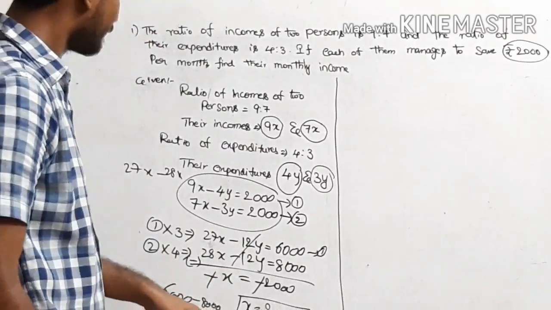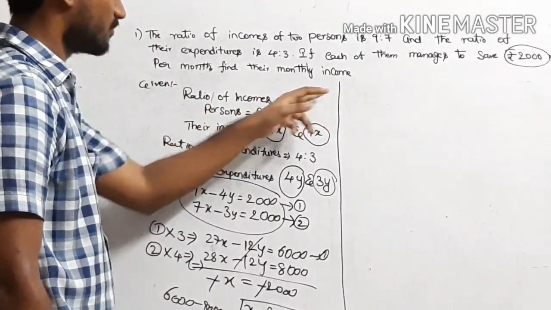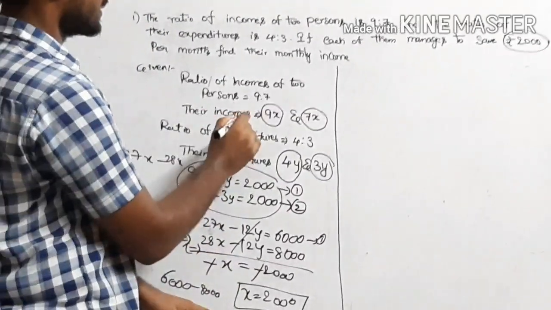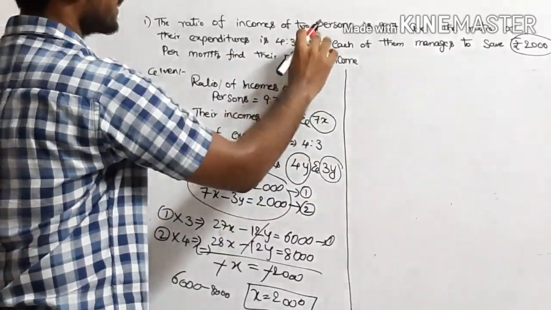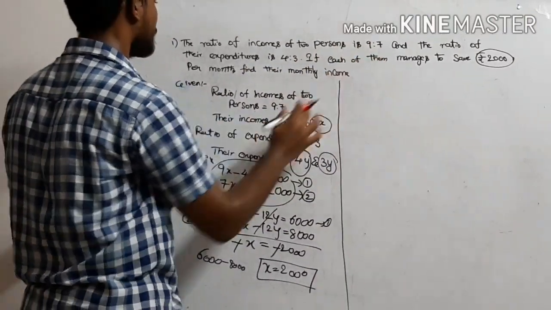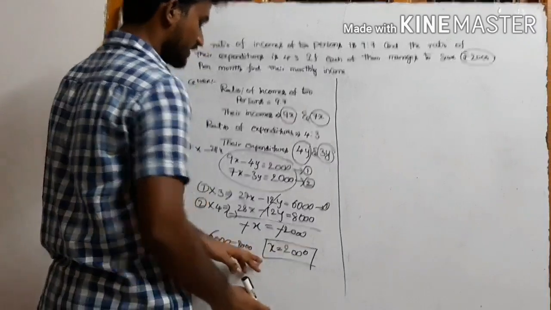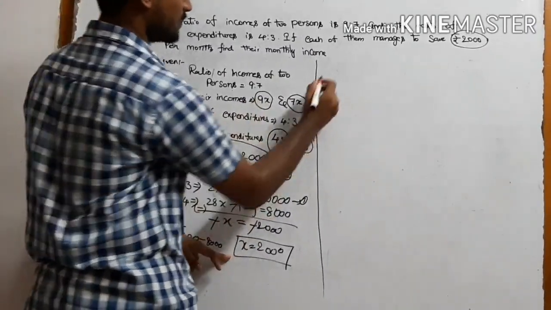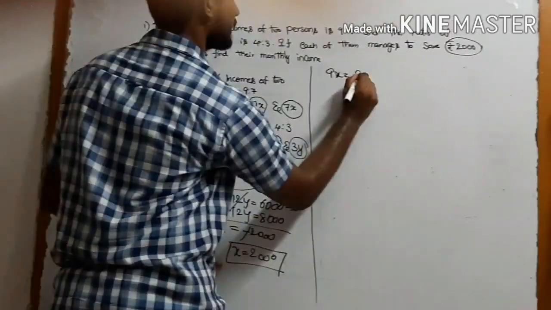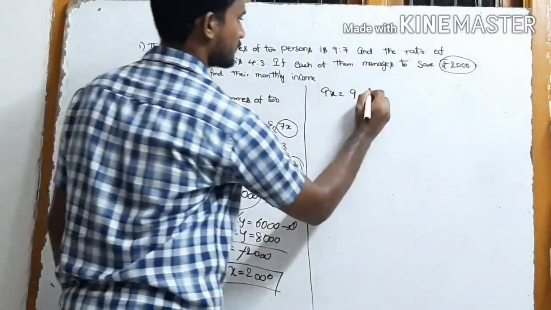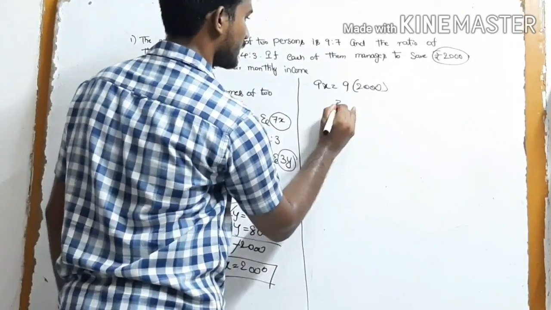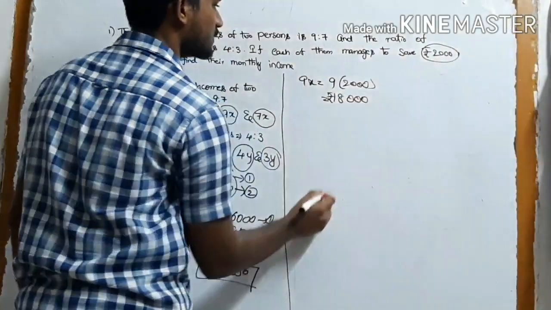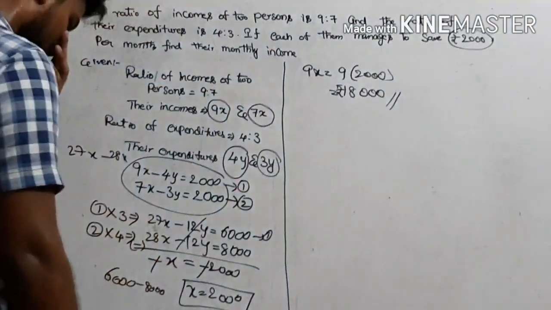First we can find x, then we can find the monthly income. The income ratio is 9:7. The monthly income we can find: 9 into x, that is the first person's income. 9x equals 9 into x, which is 2000, that is 18,000 rupees is the first person's monthly income.